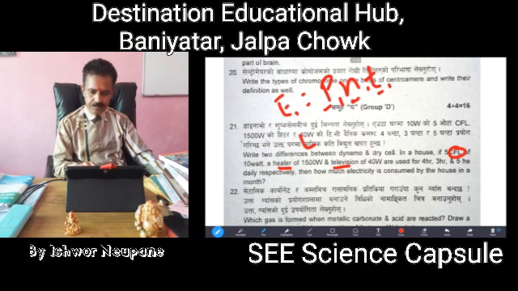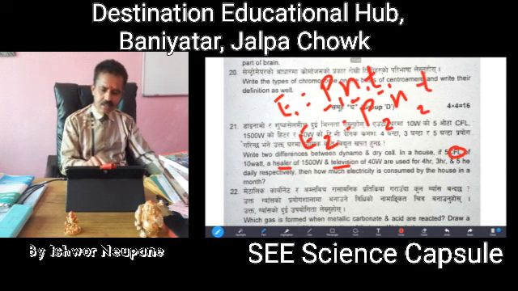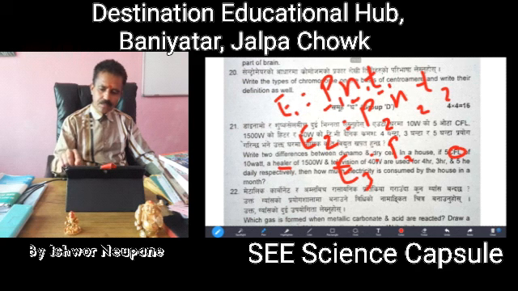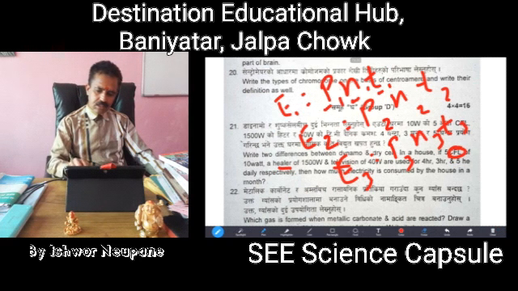So here are CFL, heater and television. There are 3 devices. Then what can you write here? E1 equals P1 multiply N1 multiply T1. Then another you can write E2 equals P2 N2 T2. And E3 equals P3 N3 T3. Why did I write E1, E2, E3? That is electricity consumed. In that way you can write down.